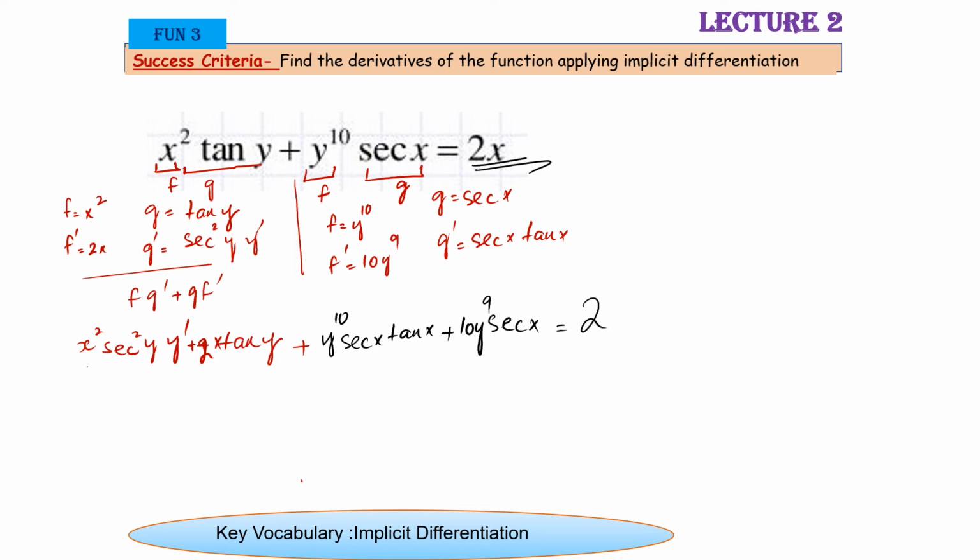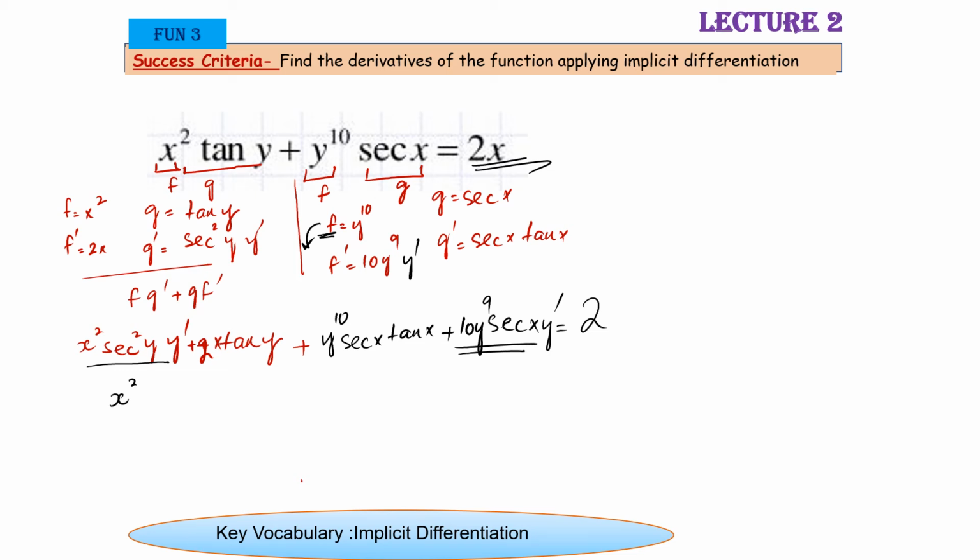Now keep all the y primes on one side and all the y to the power 10. Here we have f prime. Look here, the derivative of y to the power 10 is 10y to the power 9 y prime. So here y prime, I forgot. So all the y primes on the same side, they will stay.